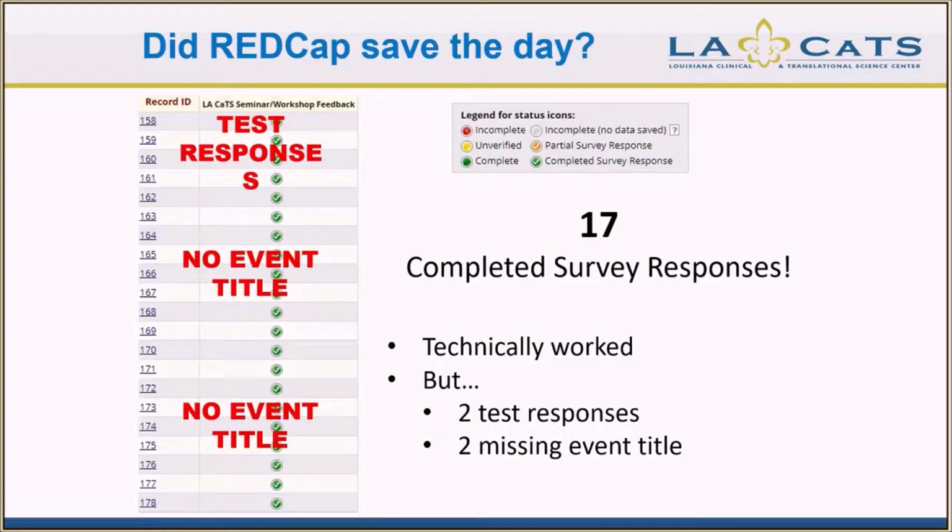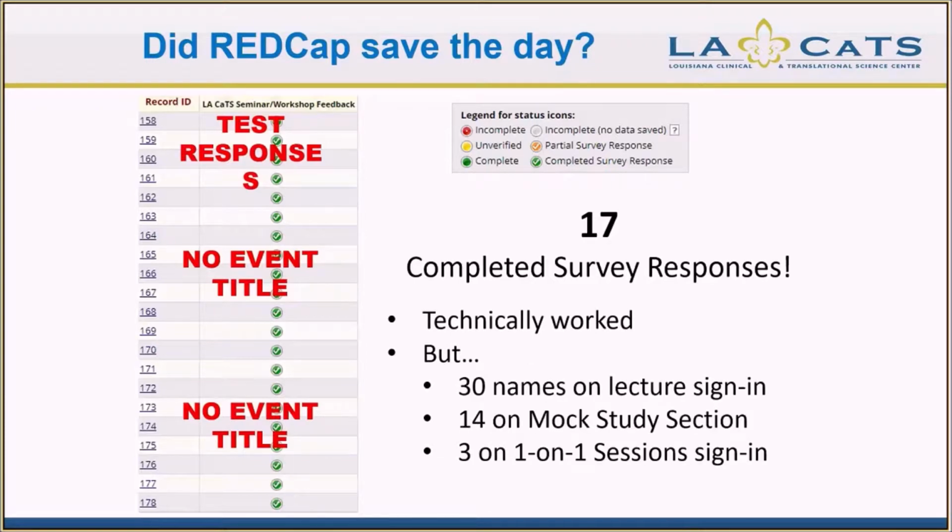And then there were 2 additional ones that didn't click and choose an event title. So with some deductive work, I could figure out exactly which event they were at, but that's not an example of it working, in my opinion. For whatever reason, they didn't complete the entire survey. So now we're down to 17 completed survey responses.